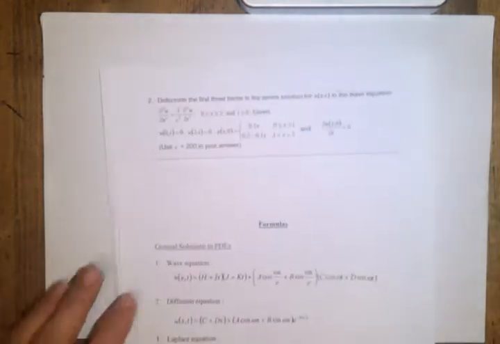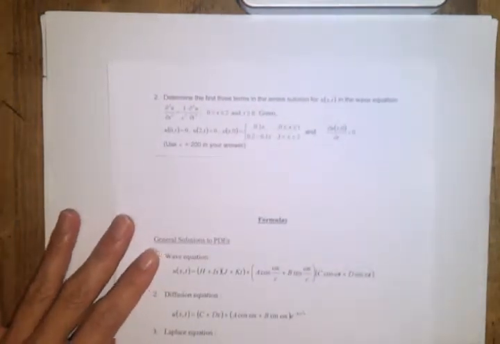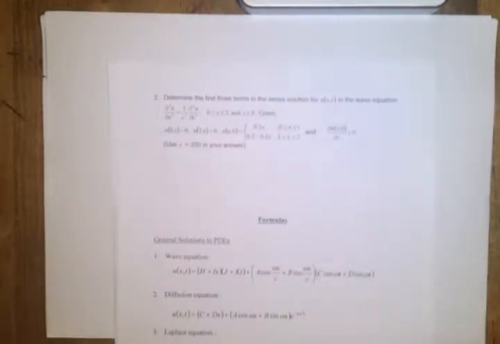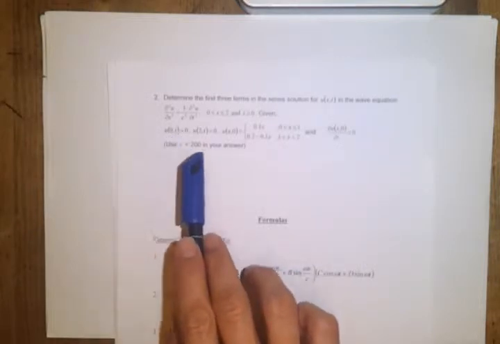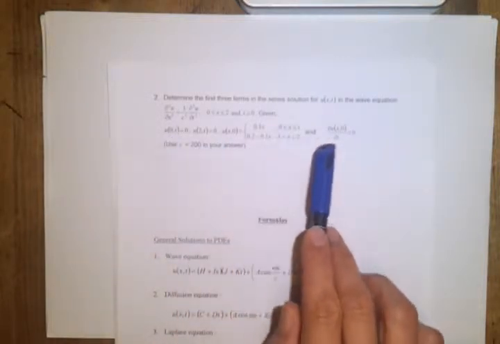Okay, let's take a look at question 2. You are asked to determine the first 3 terms in the series solution for essentially the wave equation, and you are given the boundary conditions as well as the initial conditions. You are asked to use c equals 200 in your answer.